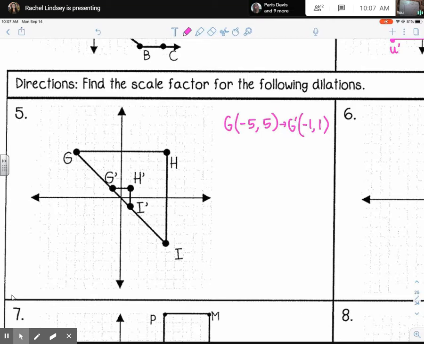Okay, so looking at this, I need to find what I multiplied negative 5 by to get negative 1. So I multiplied negative 5 times the scale factor, and it gave me negative 1. So now how would I solve for K? Inverse operations, what do I need to do to both sides? Divide by negative 5. So what does K equal? 1/5.